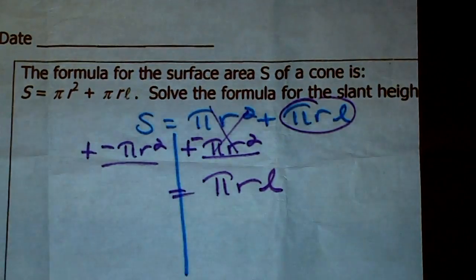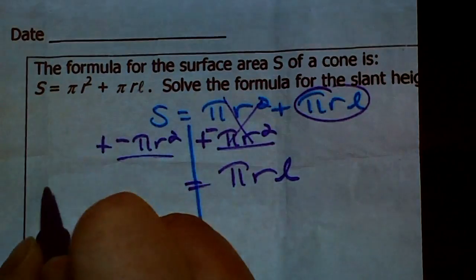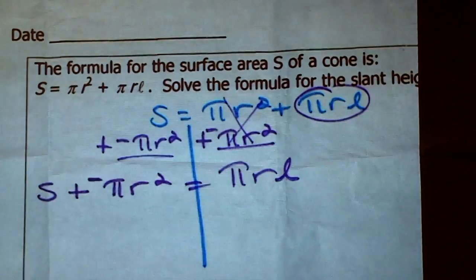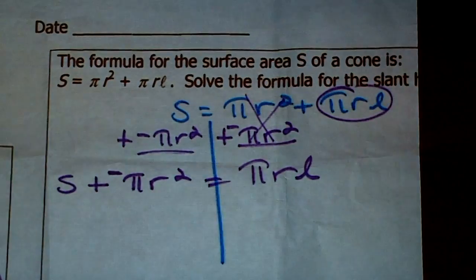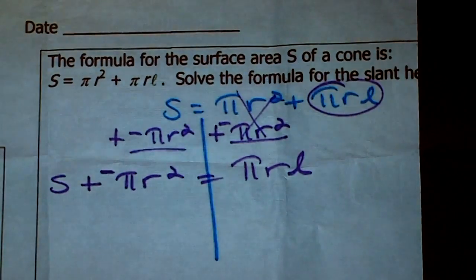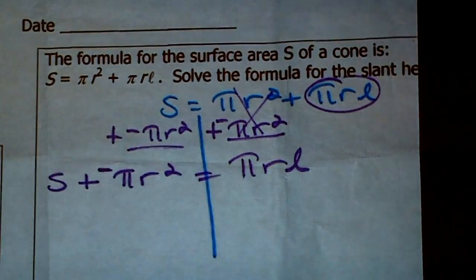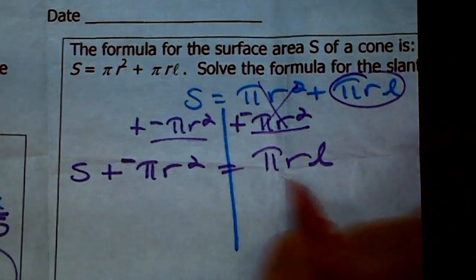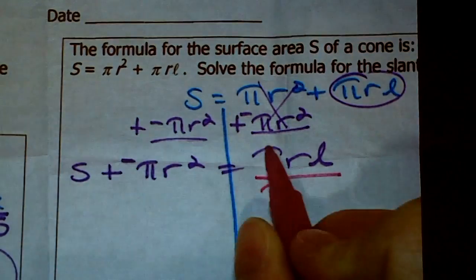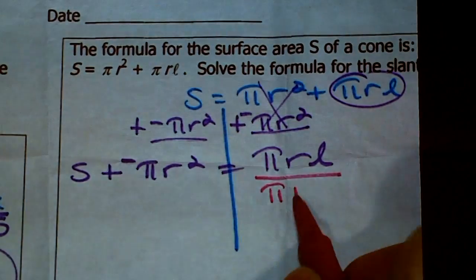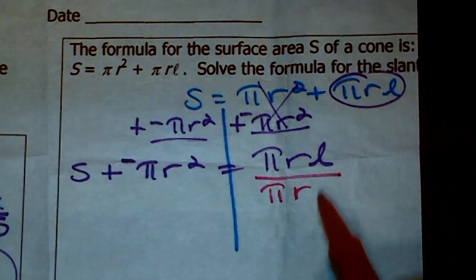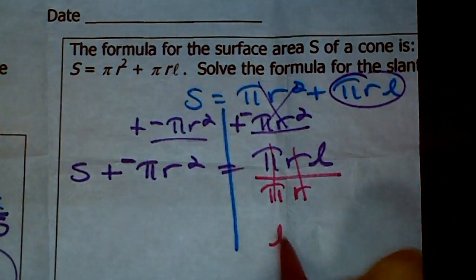Pi, radius, slant height. Here, those are not like terms, so I'm going to write S plus negative pi r squared. Okay, now I want this L by itself. That means that I need the pi and the r to go away, right? Since they're all being multiplied, to undo that multiplication, I divide. And I know if I divide pi by pi, I get 1. And if I divide r by r, I get 1. And 1 times L gives me the L. So I'd have L by itself.